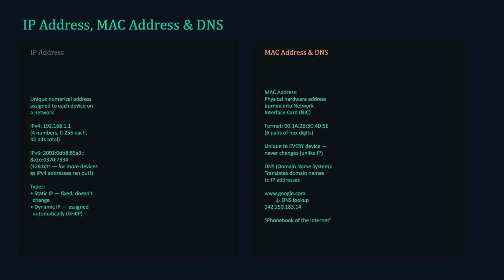MAC address is the physical hardware address burnt into your network interface card. Format is six pairs of hexadecimal digits. Unlike IP, MAC never changes. DNS, domain name system, translates domain names like google.com into IP addresses. It is called the phone book of the internet.